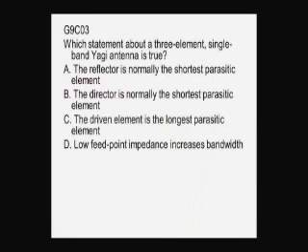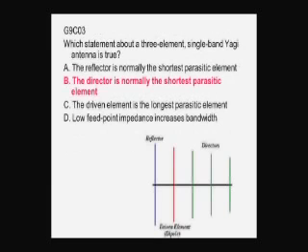Which statement about a three-element single-band Yagi antenna is true? Let's take a look at the antenna drawing here. The reflector is normally the shortest. No, you can see that the reflector is longer than the driven element, isn't it? And the directors are shorter than the driven element. The director is normally the shortest parasitic element. That is true. The directors, however many there may be, in this case it's a three element, so there's only one director instead of the three that we have in the picture, would be the shortest element in the antenna.